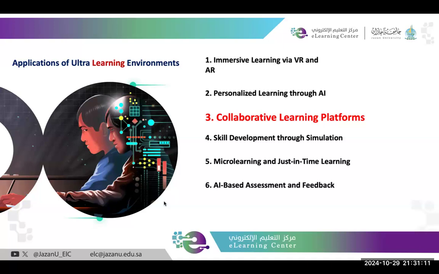So the next one is AI-based assessment and feedback. Ultra learning environments often integrate AI to provide automated assessments and real-time feedback. These assessments are tailored to learners' progress and performance, ensuring continual improvement without needing manual intervention. AI also helps in analyzing the effectiveness of teaching methodologies, allowing educators to adjust and improve their strategies. So that's what AI-based assessment and feedback can do.